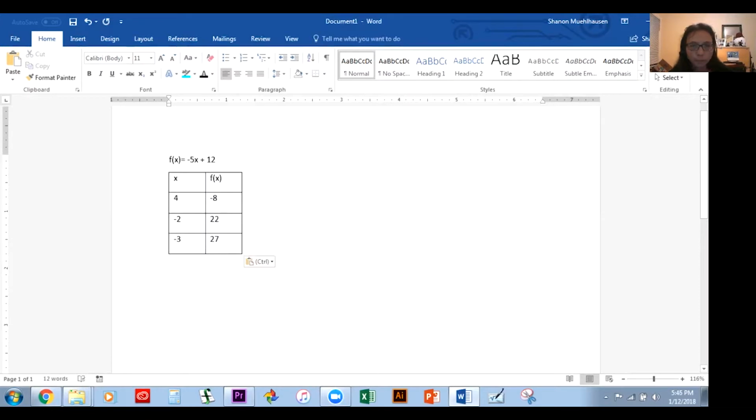So when I look at this table, which is very handy for displaying information, what I want you to understand is we could write this a different way. We could say, if we put the value 4 into our function, we would get -8 as an answer. That is, f of 4 equals -8. If we put -2 into the function, we get the answer 22. And if we put -3, we would get the answer 27. That is, f of -3 equals 27.